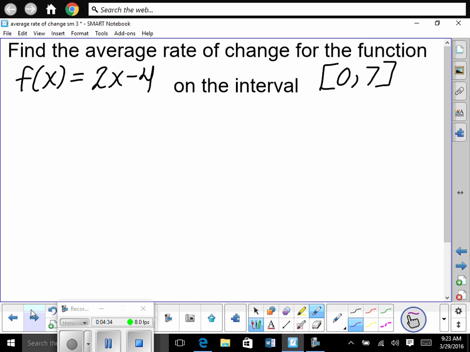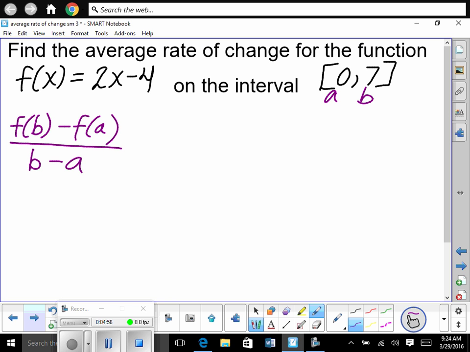First example. Find the average rate of change for this function. F of x is equal to 2x minus 4 on this interval. So this is going to be a slope because this is a line. Well, let's just do it using the average rate of change formula, which is the slope formula as well. My a value is 0, my b value is 7. Questions on that? Okay, so I say to myself, average rate of change. Automatically, I know that's the formula. F of b minus f of a all over b minus a. So to be able to do the formula, I need f of b, I need f of a. So let's find it. So we know a, we know b.